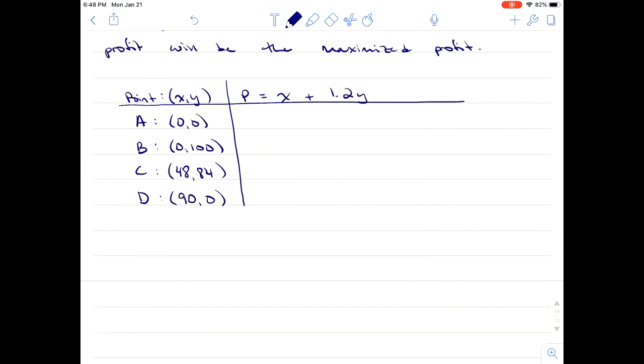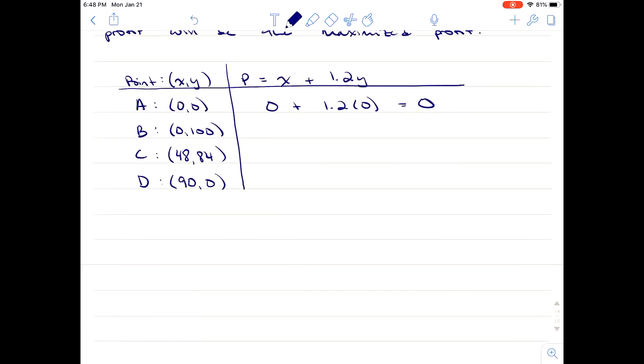So the profit at A is 0 plus 1.2 times 0. I'm going to go ahead and say it's 0. There are very rare circumstances where that might be your maximized profit. It's not a good place to be, where doing nothing gives you the most profit. You'd probably want to change some things, but it could be an option.